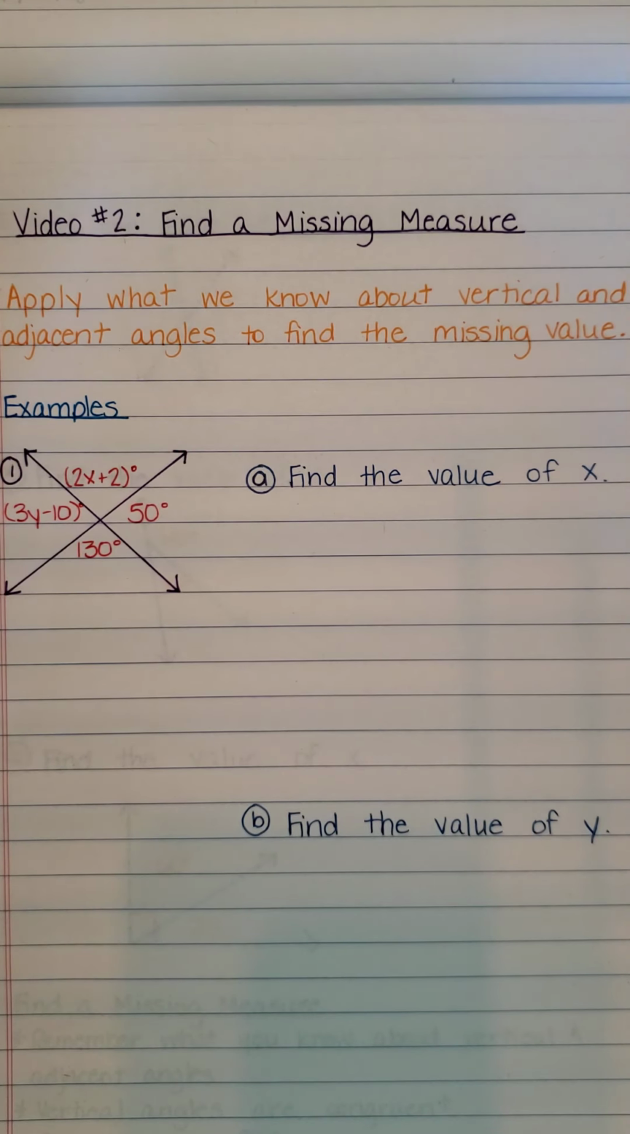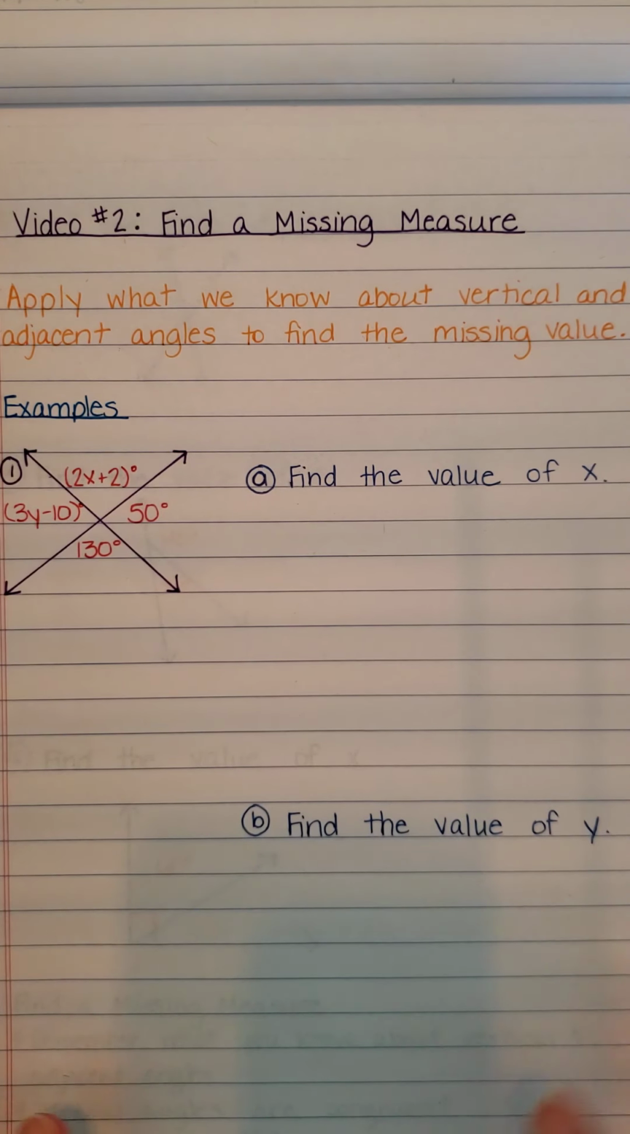So remember that vertical angles are opposite of one another. That means that they are across from one another. Remember that vertical angles are congruent, which means that they have the same angle measure. Then we had adjacent angles, and adjacent angles are side by side. They share the same vertex, a common side, and they do not overlap.